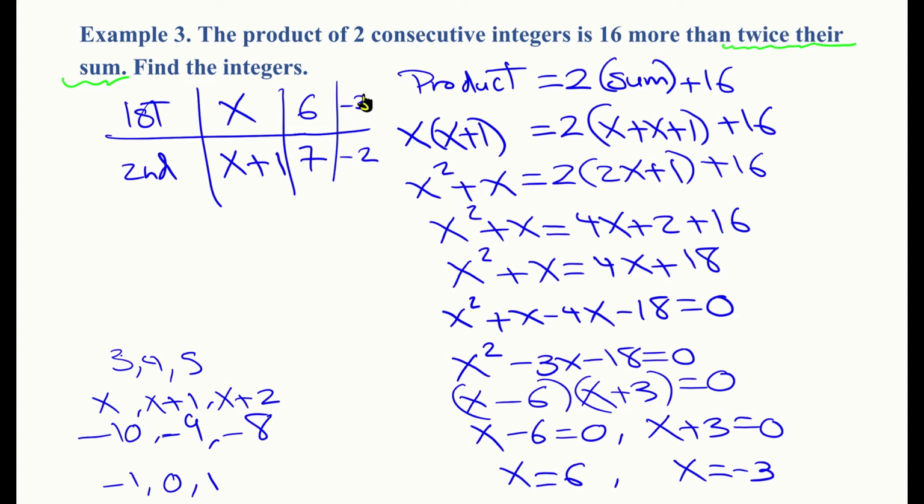We can try this one too. Their product is going to be +6, right? What's their sum? Their sum is -5. Double that, you get -10, and add 16, you get 6, which is exactly the same as their product. So you see how we have two possible solutions.